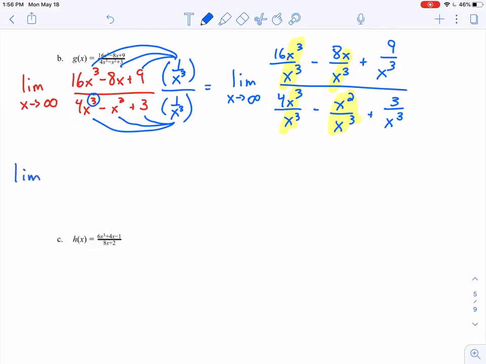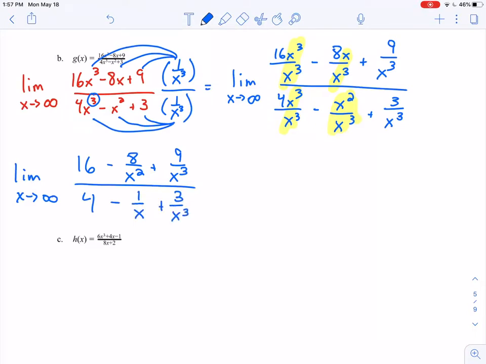So the limit as x approaches positive infinity. I should have 16 minus 8 over x squared plus 9 over x cubed, divided by, in my denominator here, 4 minus 1 over x plus 3 over x cubed here. So now I can just look at the limit of each one of these. So let's take them one by one.